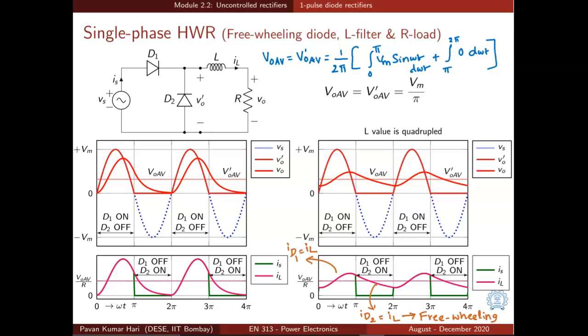And what is the average output voltage, VO average? It is same as VO dash average, and that is nothing but Vm by pi, and that can be obtained by this integral as we have done earlier.